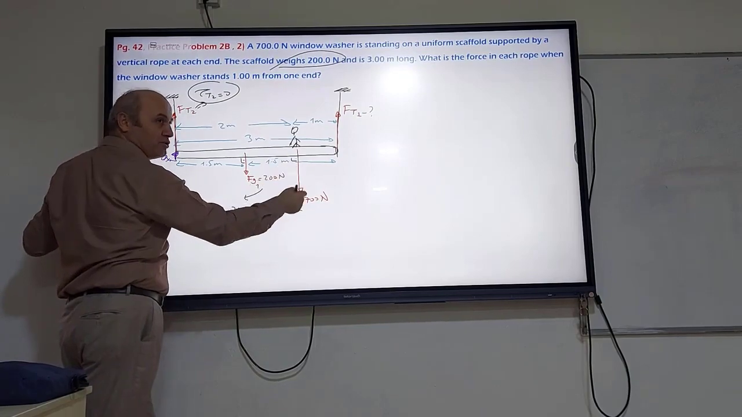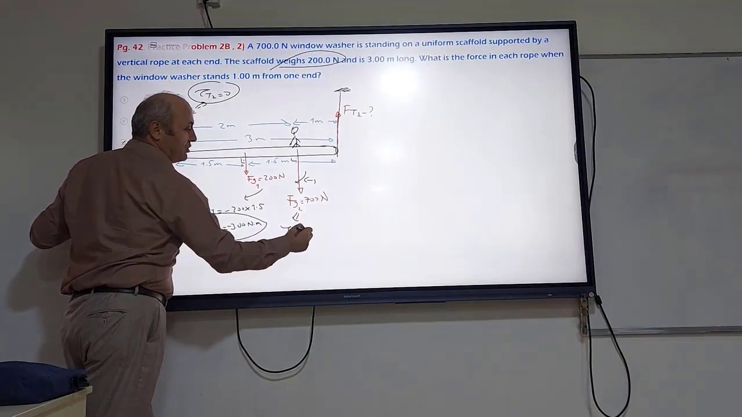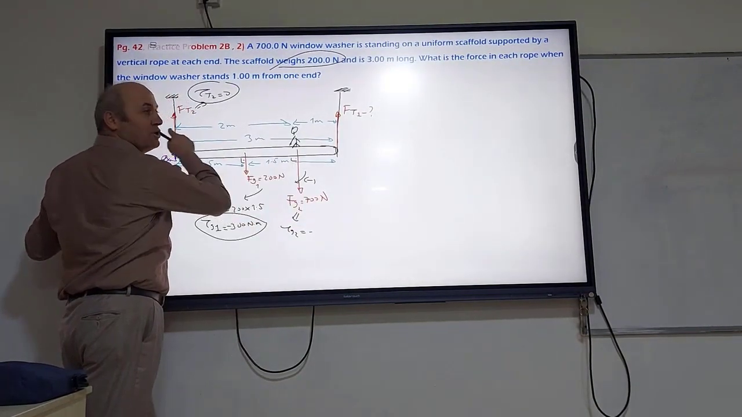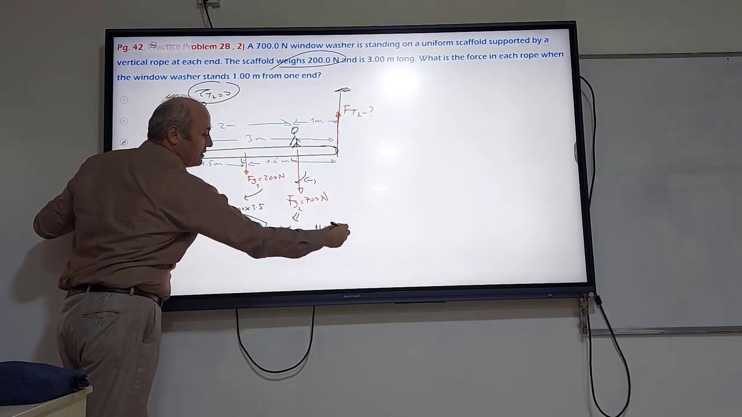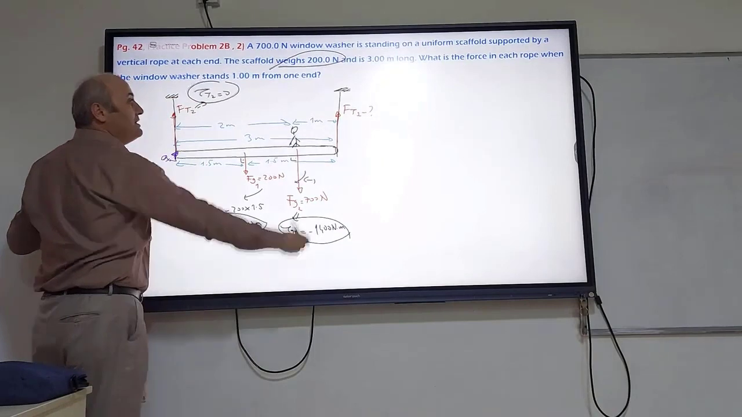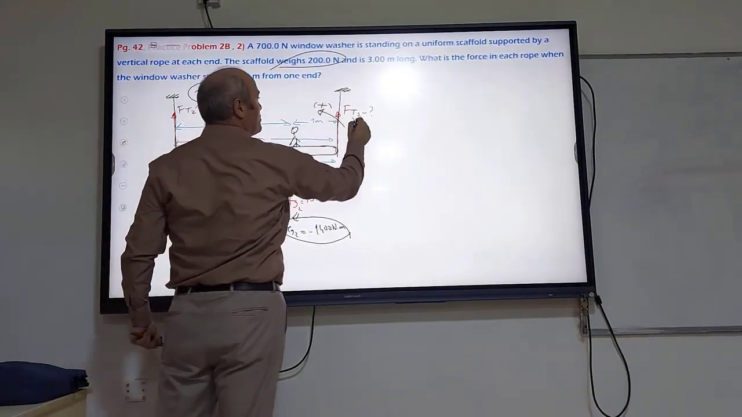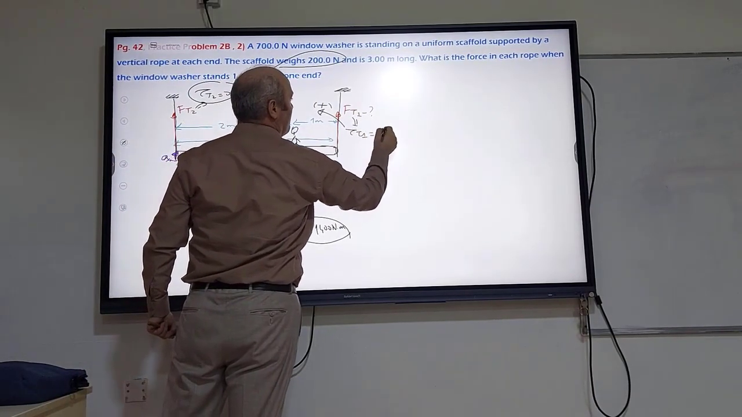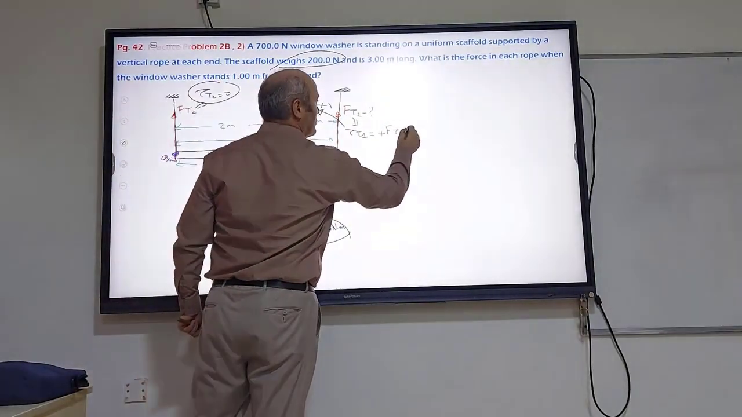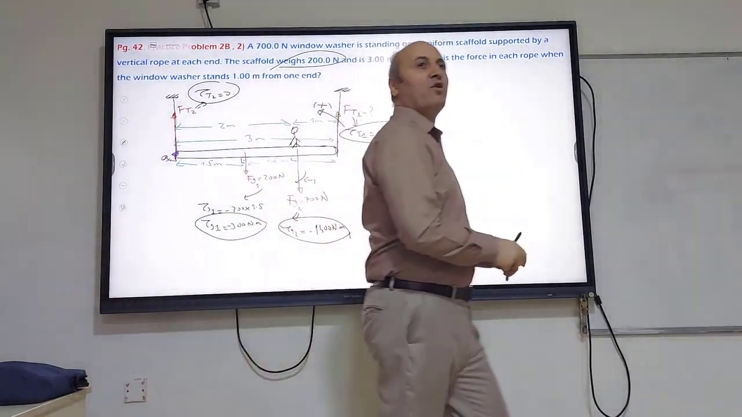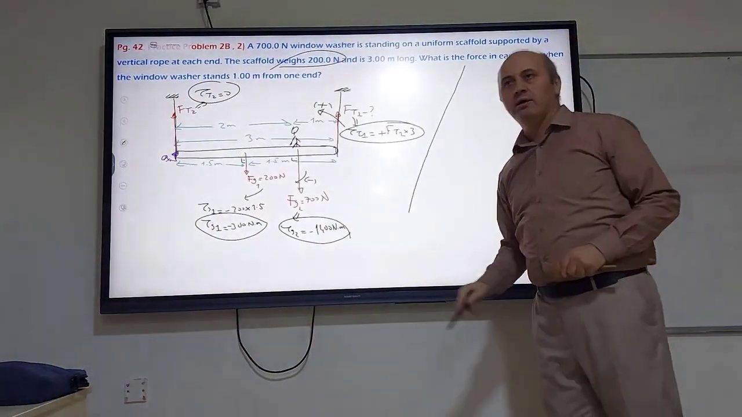What about Fg2? It also produces a negative torque. Torque of Fg2 is negative. How much is it? 700 times 2, which is going to be negative 1,400 Newton meter, correct? And tension 1 produces a positive torque, counterclockwise rotation. Torque of tension 1 is going to be positive Ft1 times the lever arm, 3. There are 4 forces acting on the scaffold. I found 4 torques. Now apply rotational equilibrium.